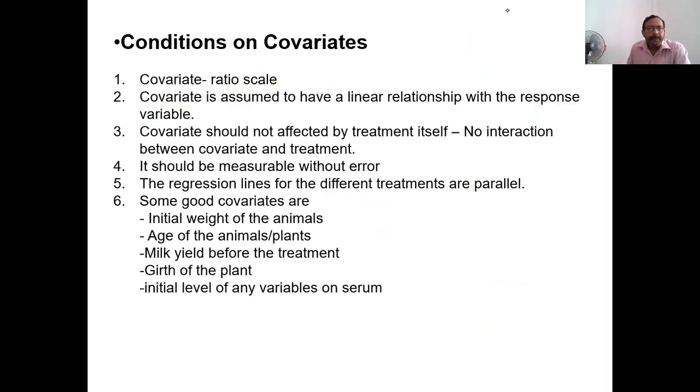The third one: the covariate should not be affected by the treatment itself. That is more important, which is why we take the initial number of weeds. Whatever treatment we apply should not affect the covariate. If you take the initial reading, it will not be a problem. Then it should be measurable without error. Those are normal points we discuss in other cases as well. Whatever we measure as the covariate should not be biased. We need to get the actual information.